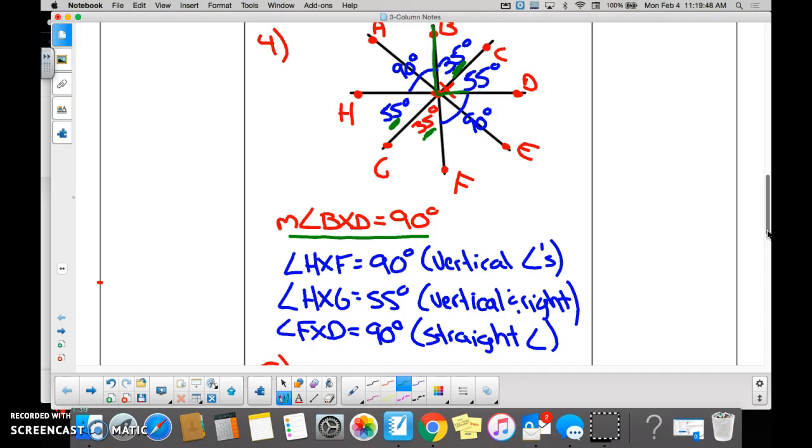You guys figured out that this angle is 55 degrees because why? Well, I told you this one was 90, right? Yes. So if that one's 90, and we know that this is 35, this one has to be 55. And same thing here, that has to be 55, not only because of vertical, but because it totals 90 on that other side, right? Yes.